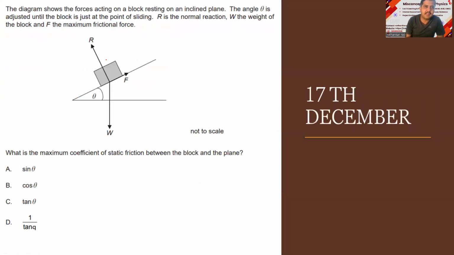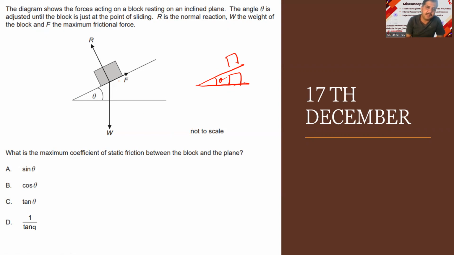The diagram shows the forces acting on a block resting on an inclined plane. The angle theta is adjusted. Now you have a plane. Initially you had a plane like this, and you kept the object here. Then what did you do? You just lifted this plane like this. When you lifted it, it made an angle theta. You kept on lifting it until the object started sliding.